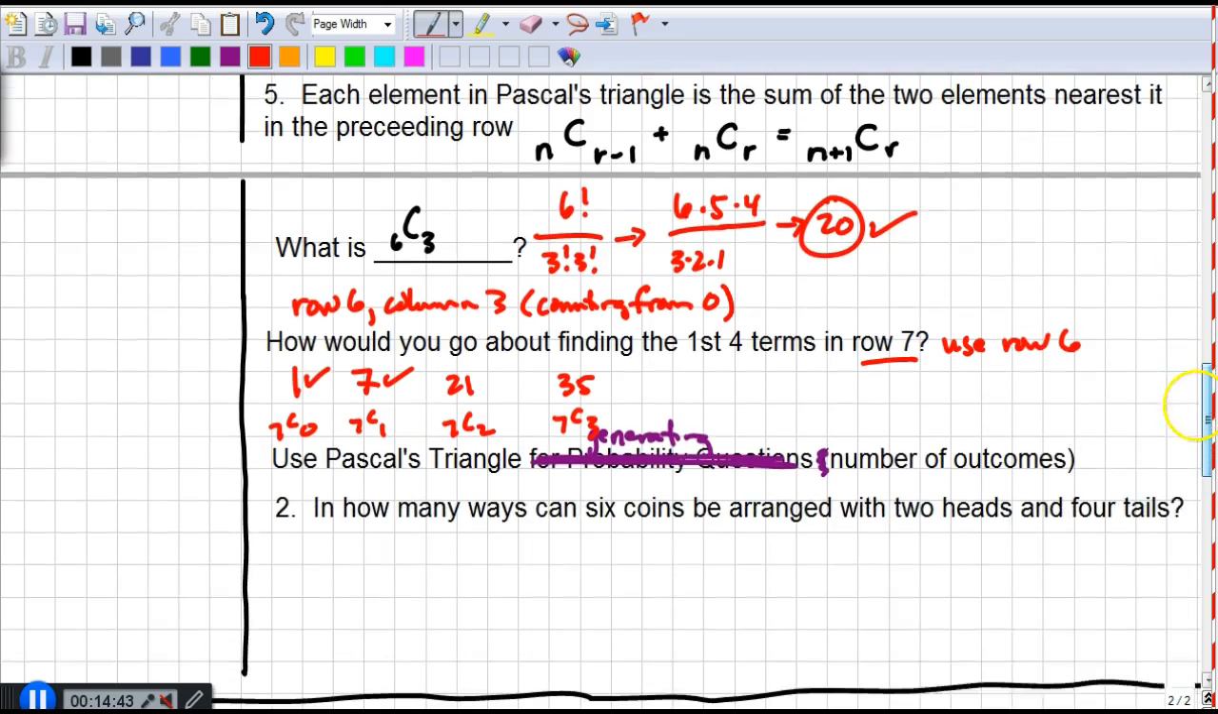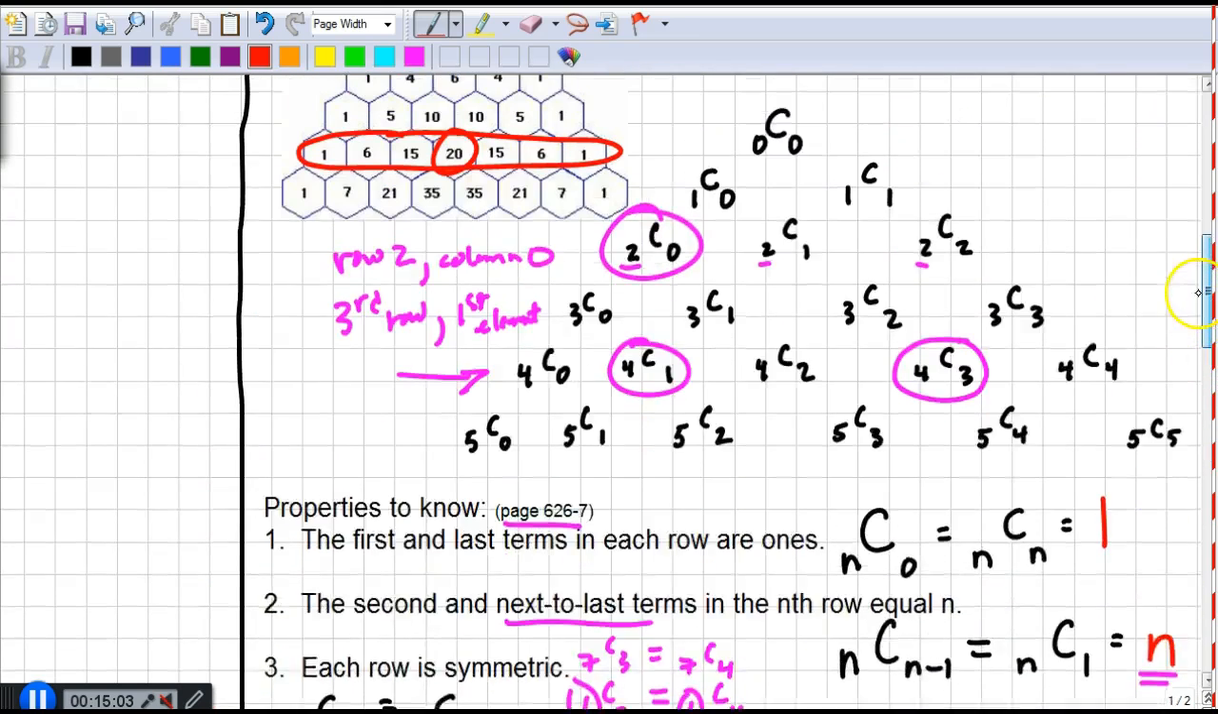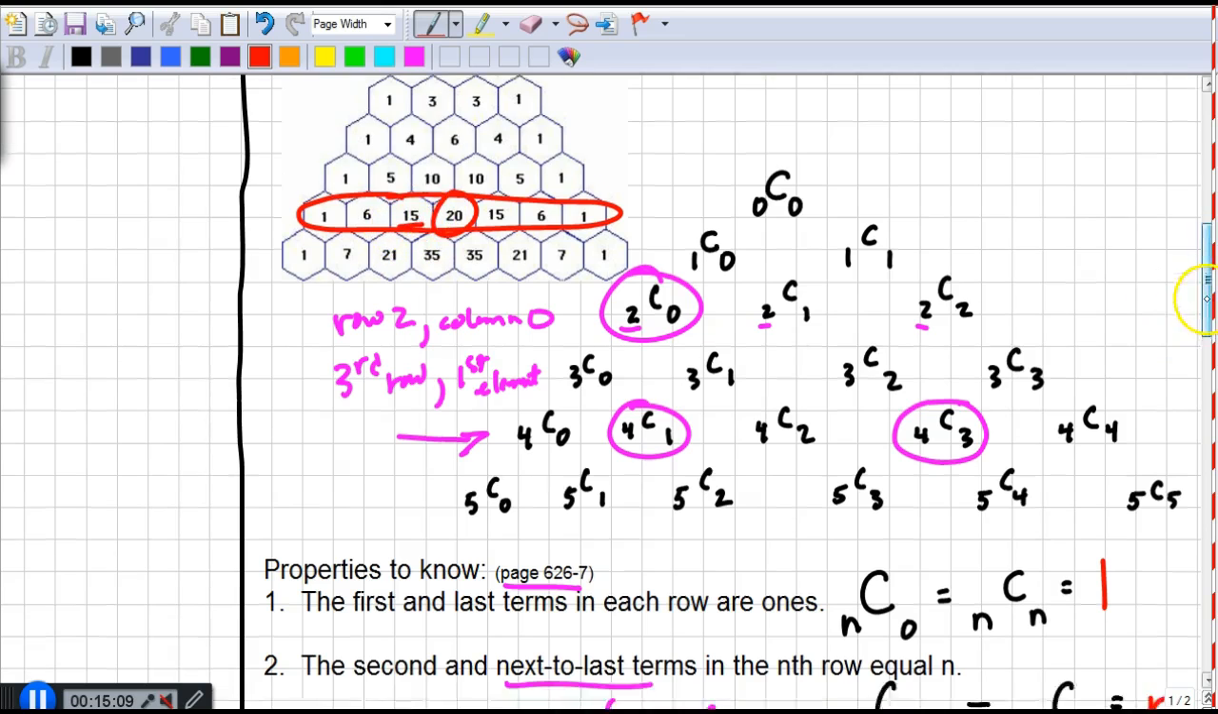The final thing we're going to look at here is using Pascal's triangle to generate the number of outcomes. This is question 2 in the homework. In how many ways can 6 coins be arranged with 2 heads and 4 tails? We have 6 coins and we're arranging them in 2 ways, so we would simply be doing 6 choose 2. I'm going to utilize row 6 to help me get that answer, so I'm going to go back up to my triangle. 6 choose 2 is going to be 0, 1, 2, so the answer there should be 15.